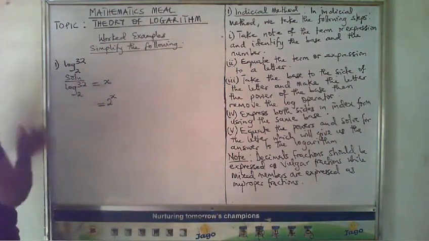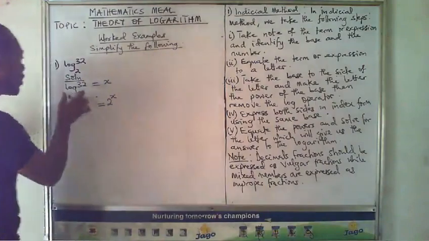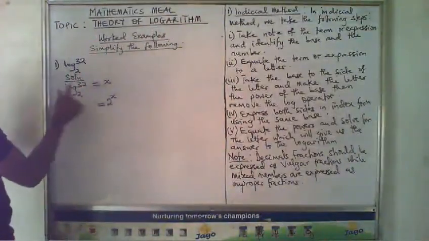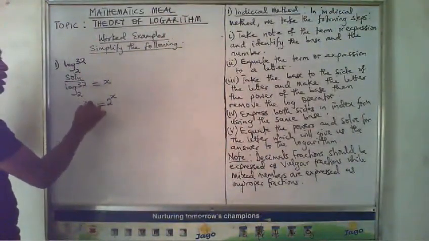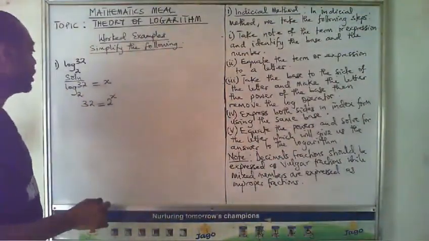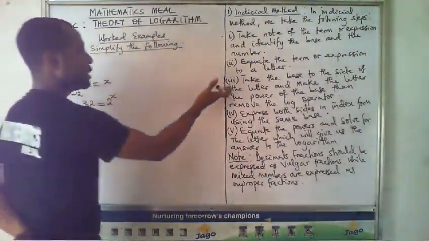They say also remove the log operator. So I've removed this to this side. If I remove the log operator, the only number remaining is 32. Okay? That's beautiful. We are through with the third step.